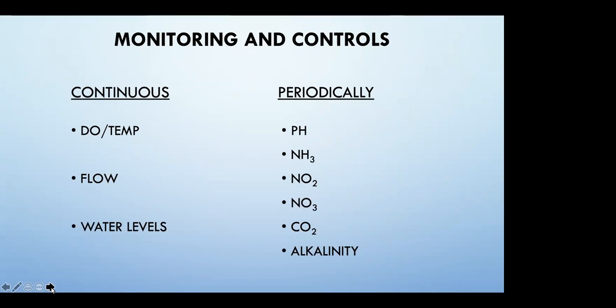Other water parameters that you should be looking at, at least periodically, are pH and the rest of these. These can be done with a test kit versus a probe. Some of the probes can't really do ammonia, nitrite, and nitrate all that well. They work at high levels, which is fine for wastewater, but in aquaculture, it wouldn't work.